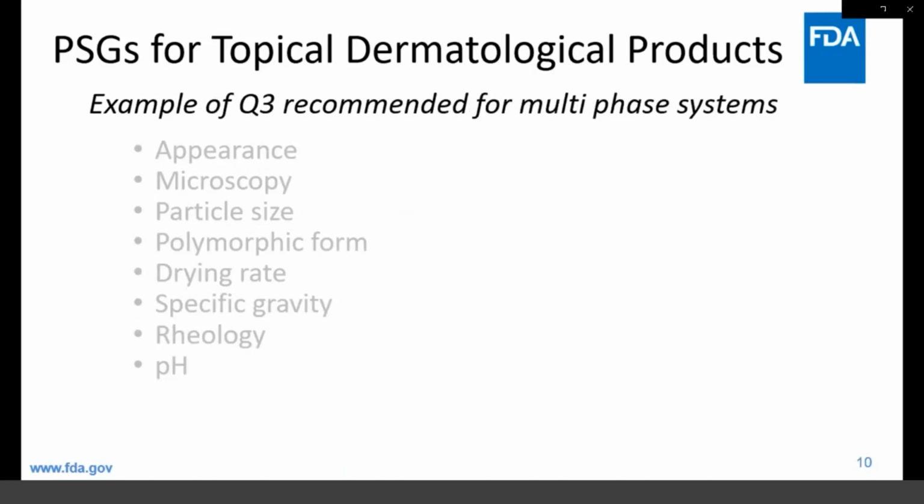For multiphasic systems, in addition to the parameters that I talked about in the last slide, we also, of course, look at globule size distribution, and we also look at other parameters such as water activity, etc., depending on the drug product again and the formulation of the drug product. So now that we have talked a little bit about how we go about identifying Q3, what Q3s are typically relevant for a single phase system compared to a multi-phase system, what do we do with the data?